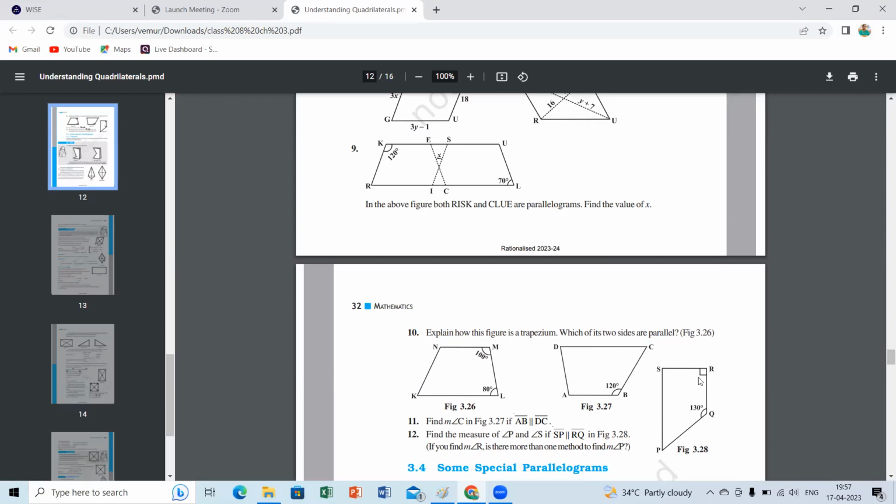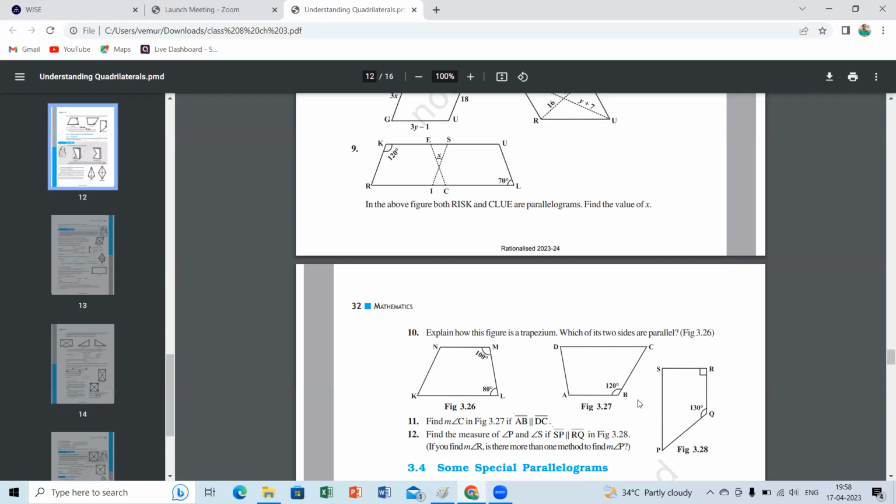Okay. See, this is 90. This is 130. In this case, of course, parallelogram. You have to see this. Explain how this figure is a trapezium. Which two sides are parallel? Is it a trapezium, children? Yes, ma'am.